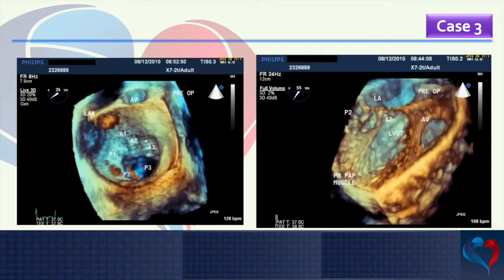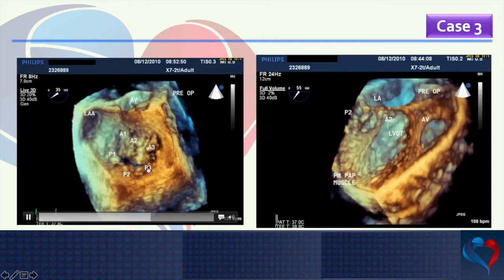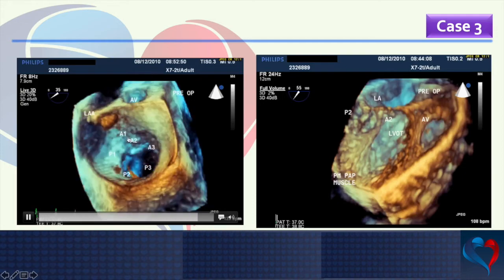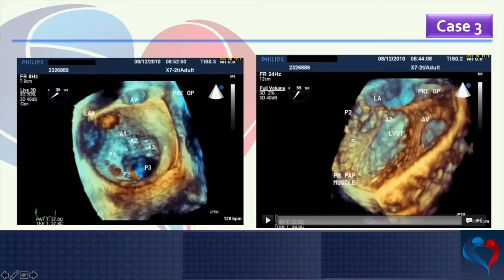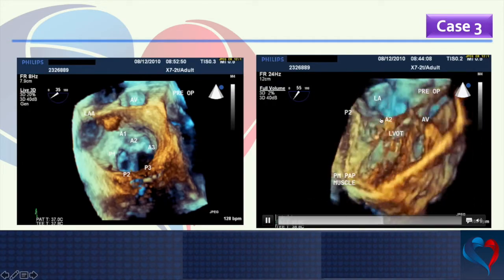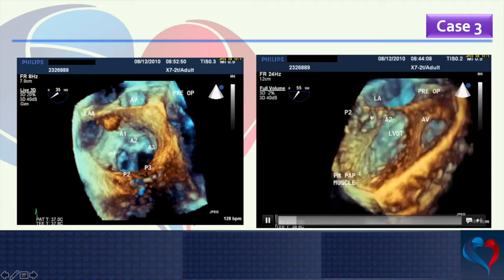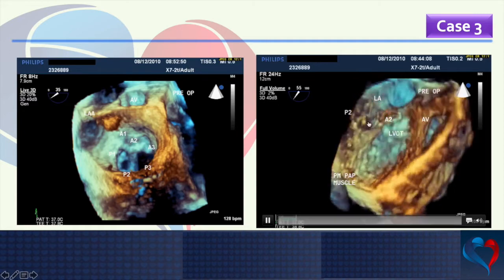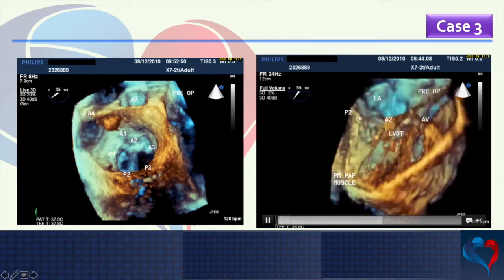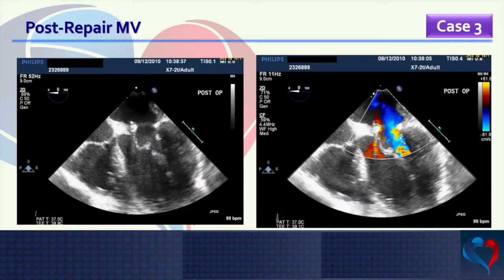We have the three-dimensional echo. Here you can see the posterior leaflet, which is really small, and this is the anterior leaflet with its scallops, and there is lack of coaptation. When we look from the other view, we could see that the chordae are really thickened, and there is lack of coaptation between the anterior leaflet and posterior leaflet. We could see the scallops very well. This is the A2 and this is the P2 with a lack of coaptation and severe mitral valve regurgitation.